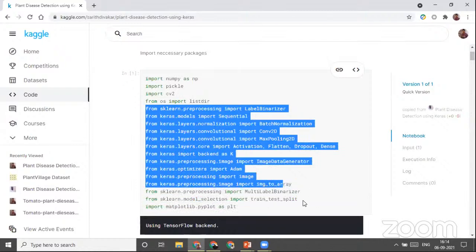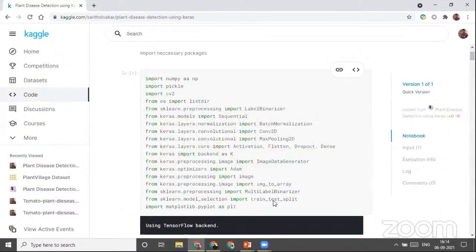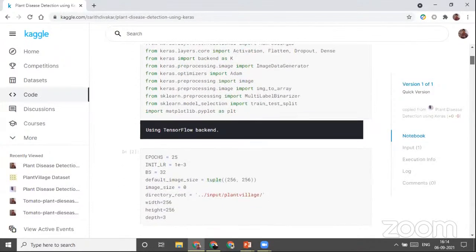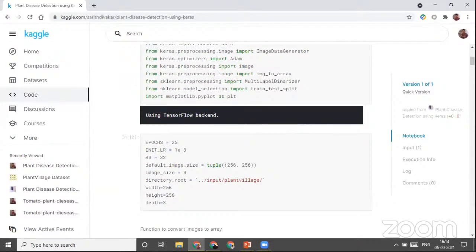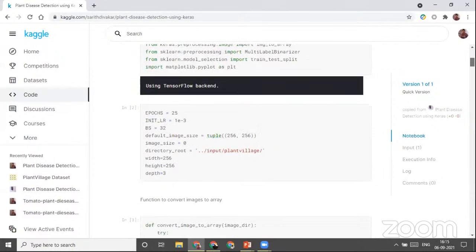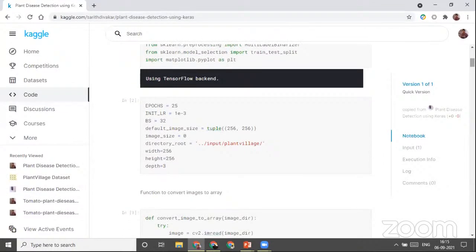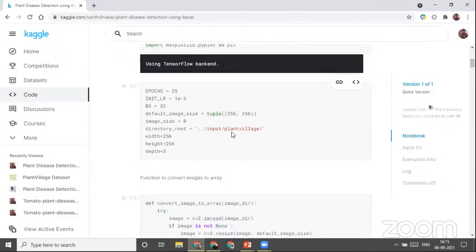There is a train test split script also that helps you divide your data into train and test data. Once you load that and run it, you'll get a message like this: using TensorFlow backend. Keras is actually an API, and TensorFlow is the backend which will perform all the computation. Now there are some default values set, the default directory for your data set. It's in Kaggle, and the default directory is already available in this environment itself, so you don't have to do anything.